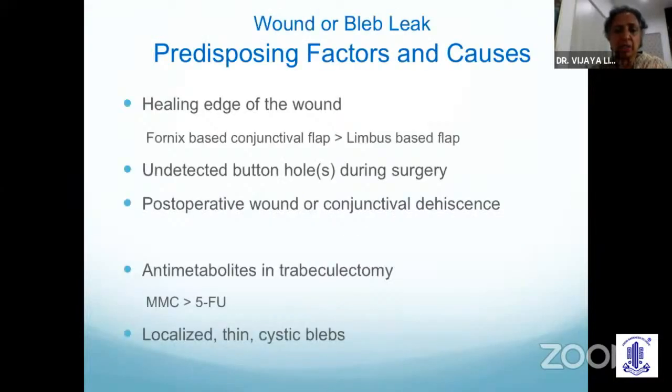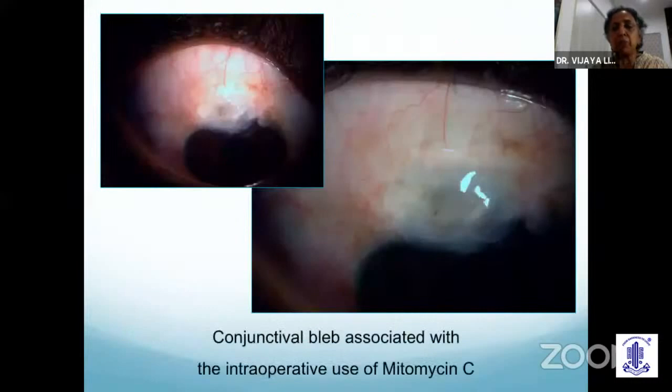I think I will just quickly look at these are the two types. One is a localized leak and the diffuse leak. And we used to see a lot of blebs like this because of the limbal-based flap, because limbal-based flaps give localized thin cystic blebs with a steel ring around it. Whenever the bleb increases in size, suddenly it gives way. Nowadays, with the modifications in the surgical techniques, where fornix-based is done more often, and with the aim to obtain a more posterior diffuse bleb, we don't see this kind of blebs anymore.